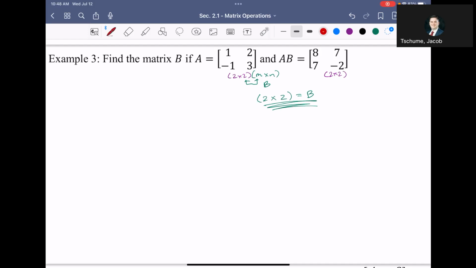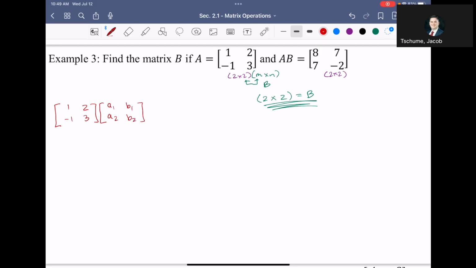Now the problem is that when I take A, which is 1, 2, negative 1, 3, you've got to figure out what you're multiplying it by. Now you can label this however you'd like to. What I'm going to do is do it by columns. So I'm going to let the first column be A1, A2, and I'm going to let the second column be B1, B2. And I've got to figure out what those numbers are.